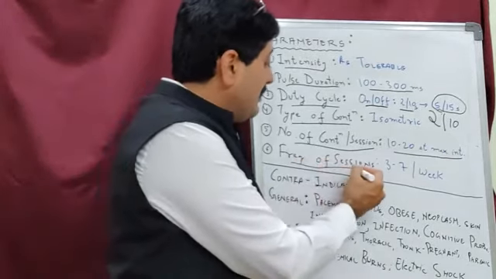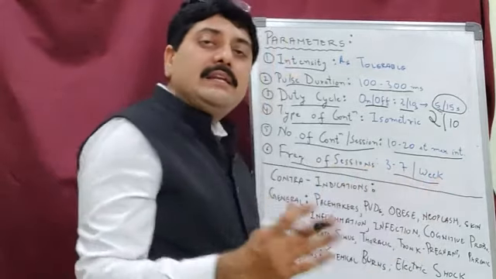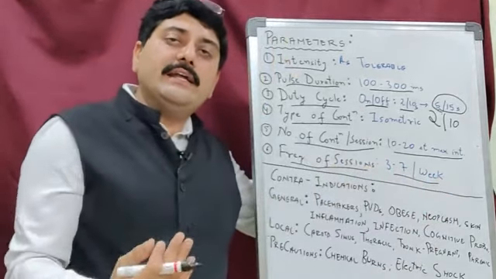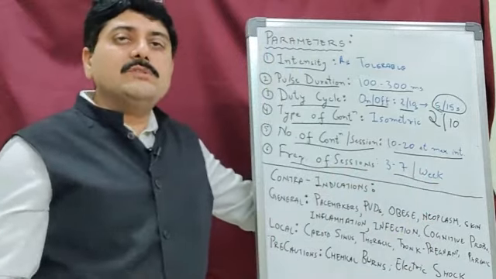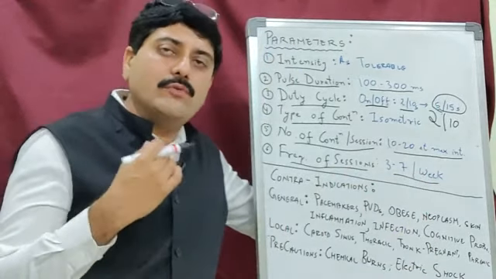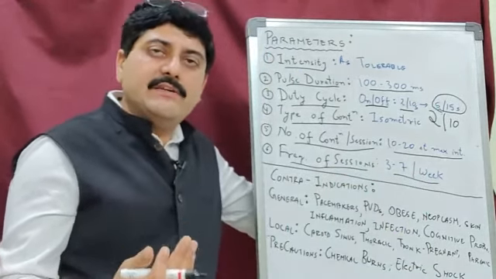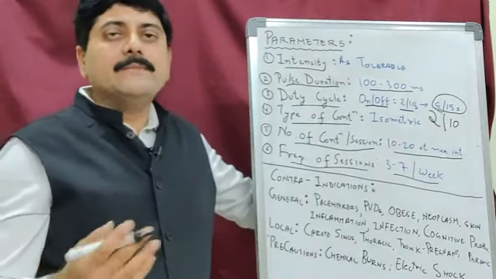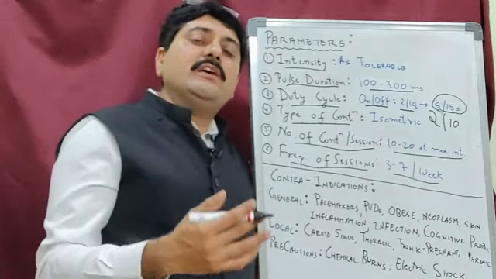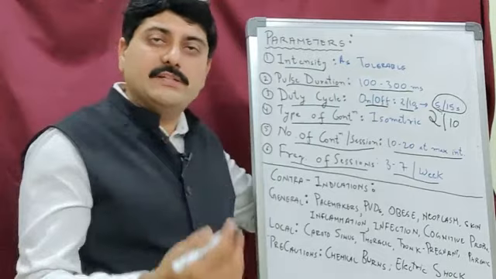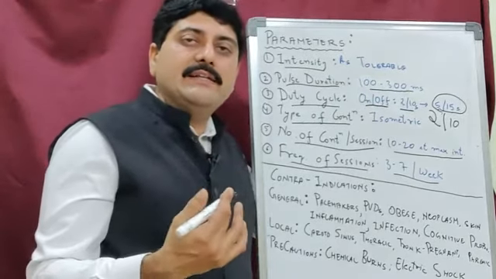And what is the frequency of sessions? It is 3 to 7, that is alternate day, thrice a week, to 7 days a week. Whether you go for alternate days thrice a week or 7 per week, you can decide depending on the patient's convenience, your convenience, your workload and the patient's workload.